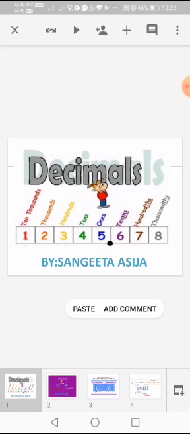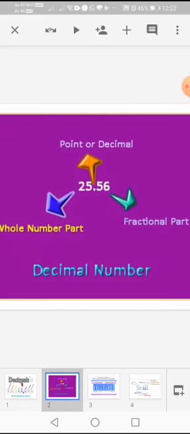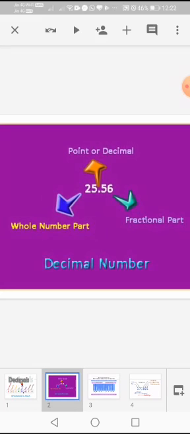Now today we will discuss this chapter, decimals. Decimal comes from decim, the Latin word for 10. A decimal number has two parts, a whole number part on the left-hand side and a decimal number part on the right side. These parts are separated by a dot known as the decimal point. Now look here carefully. Whole number part on the left side, decimal number part on the right side. These parts are separated by a dot called the decimal point.